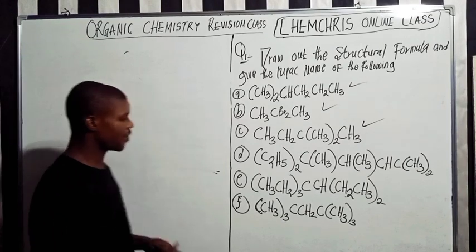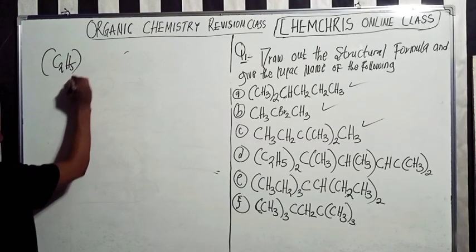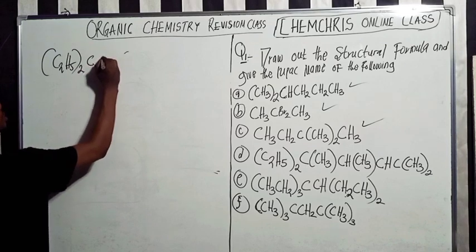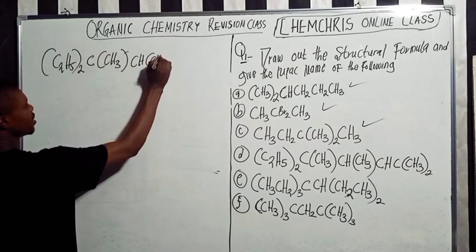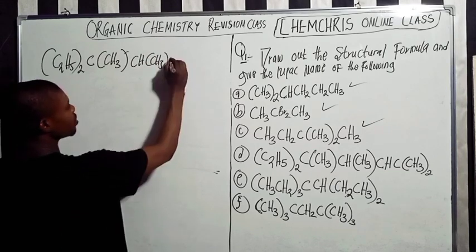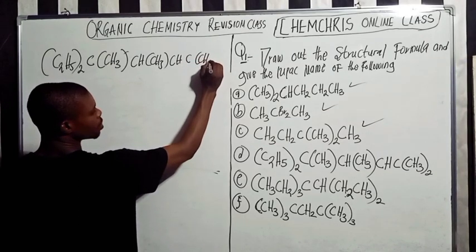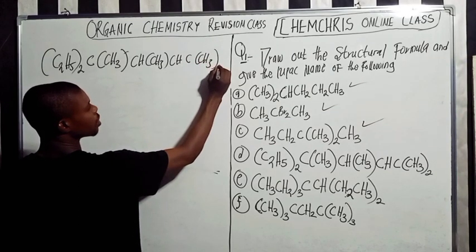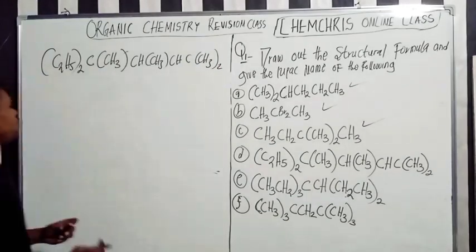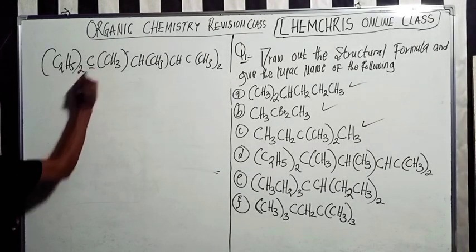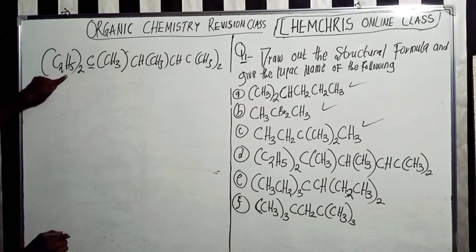So here we have D. Here we have C2H5, CH3, CH3. Here we have CH3. Okay, how do you name this structure? Now, this carbon atom here is carrying three of this guy. It's carrying two of this one here.